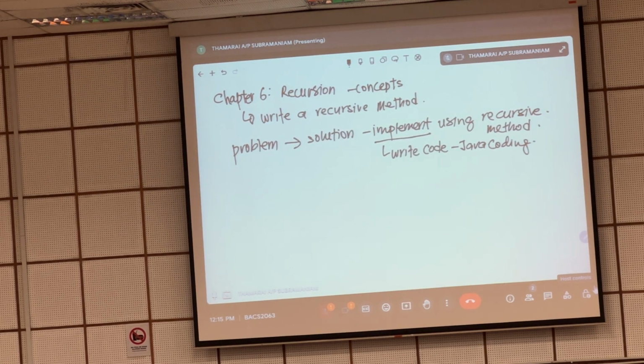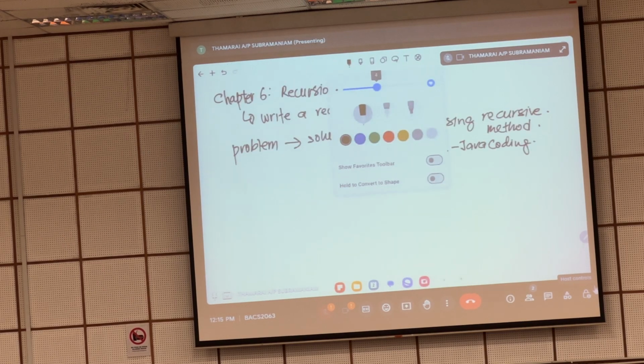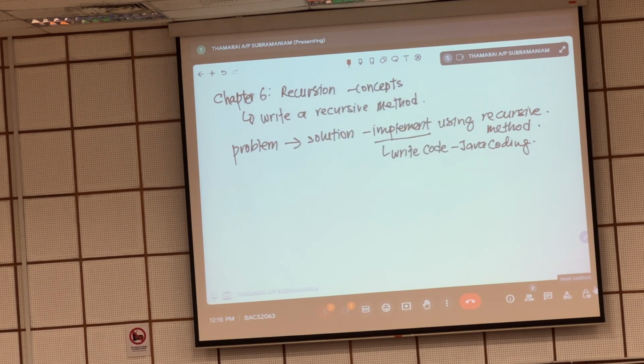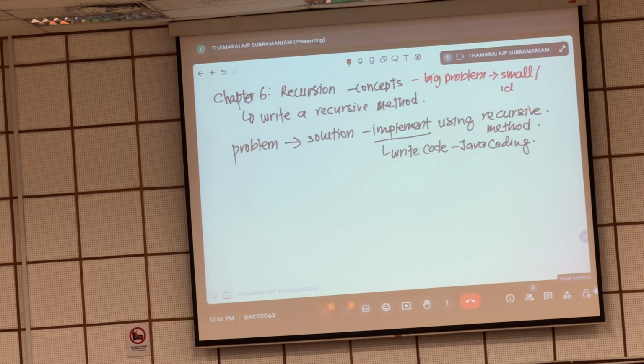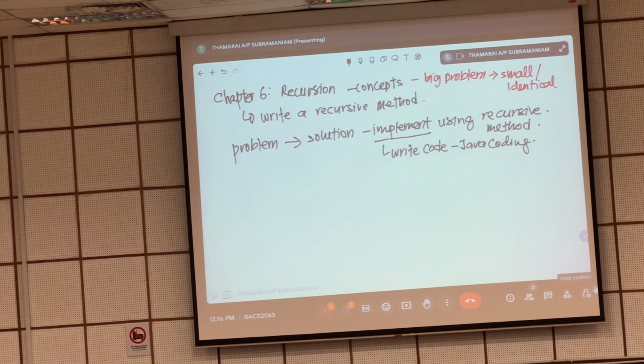So here, concept. Of course, when we talk about concept, we are looking at a bigger problem. We're going to reduce it into a smaller problem, meaning we want to reduce it to an identical, smaller problem, where you can have a direct solution. So that's what we are looking at.